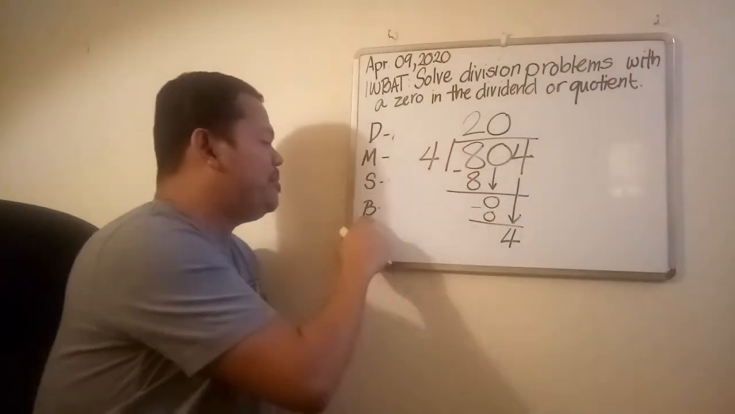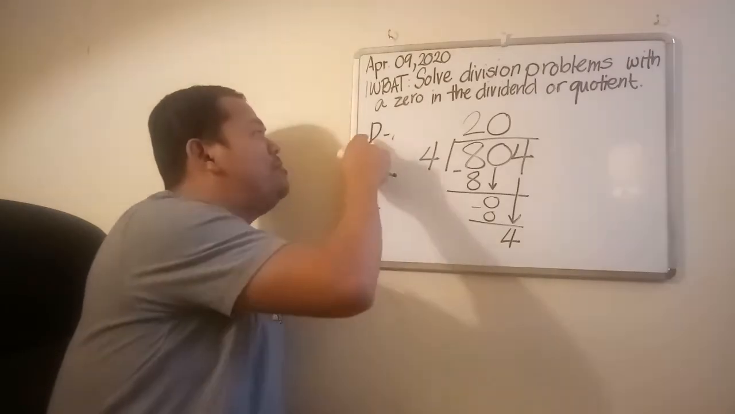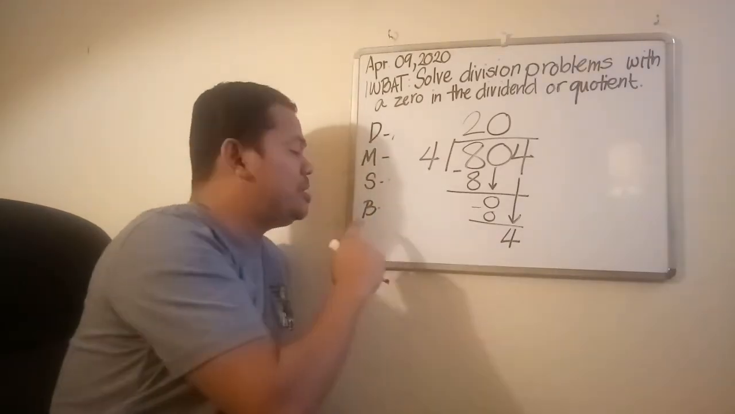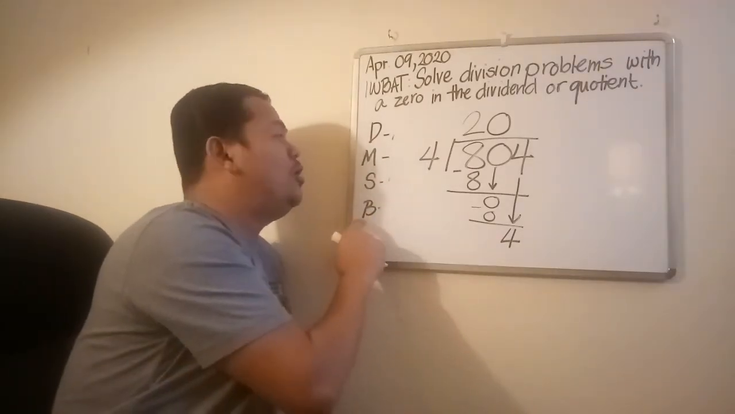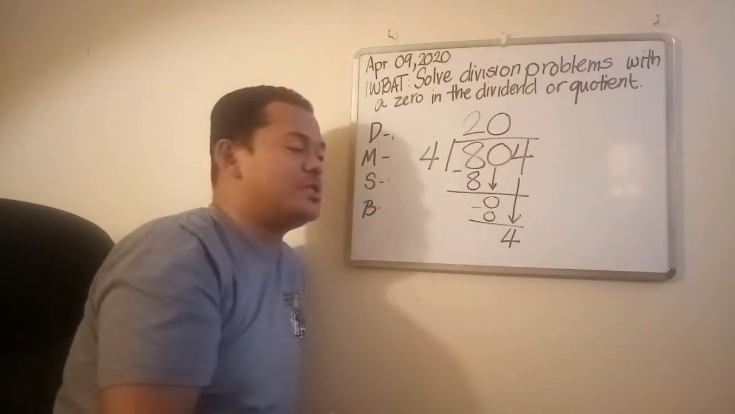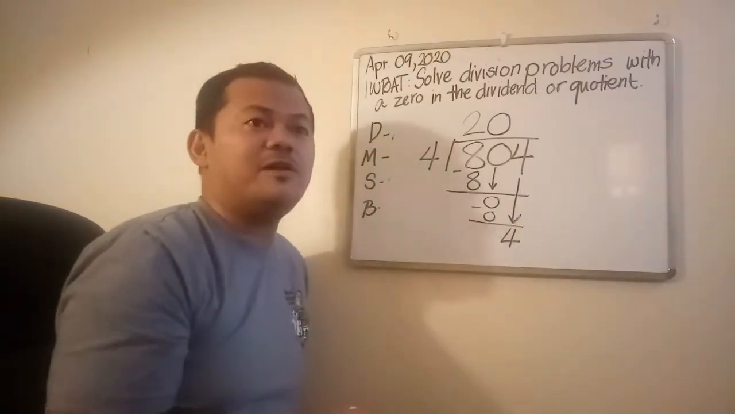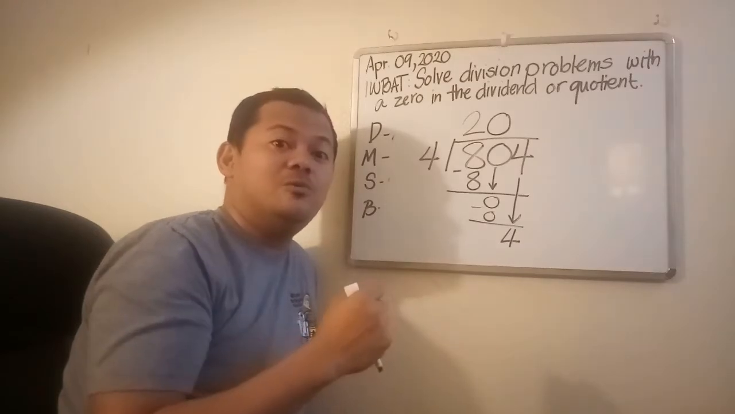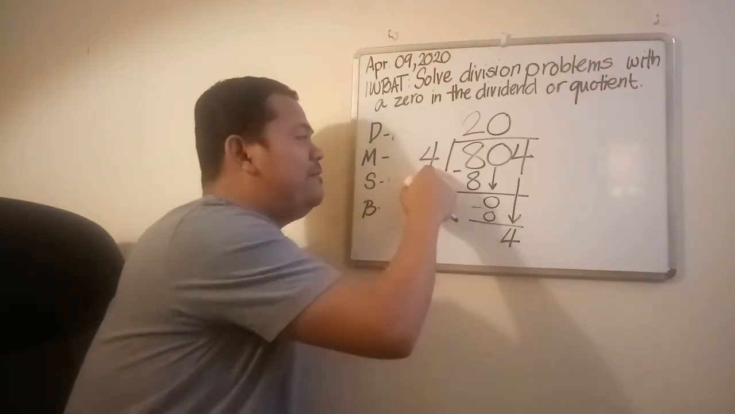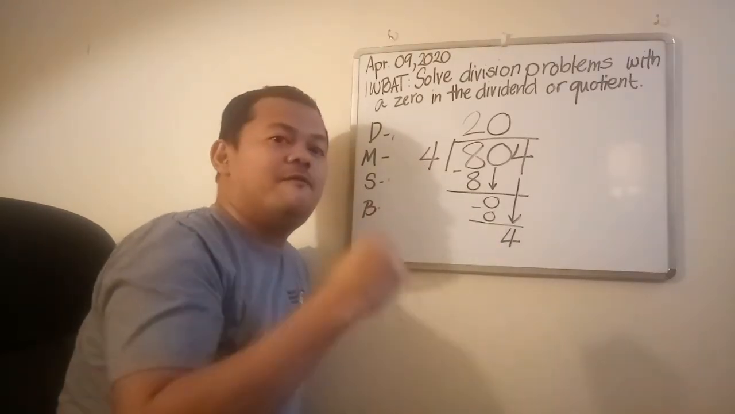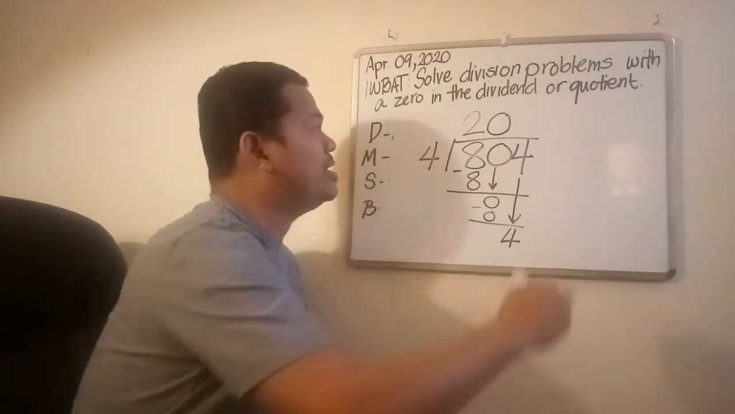Okay? After we bring down, what's next? We are going to go back to division. Always remember that after you bring down, always go back to your division. So when you say 4 divided by 4, how many 4s can you get in 4? Only 1. Because 4 divided by 4, let's count by 4. 4. So only 1. So right here, 1.